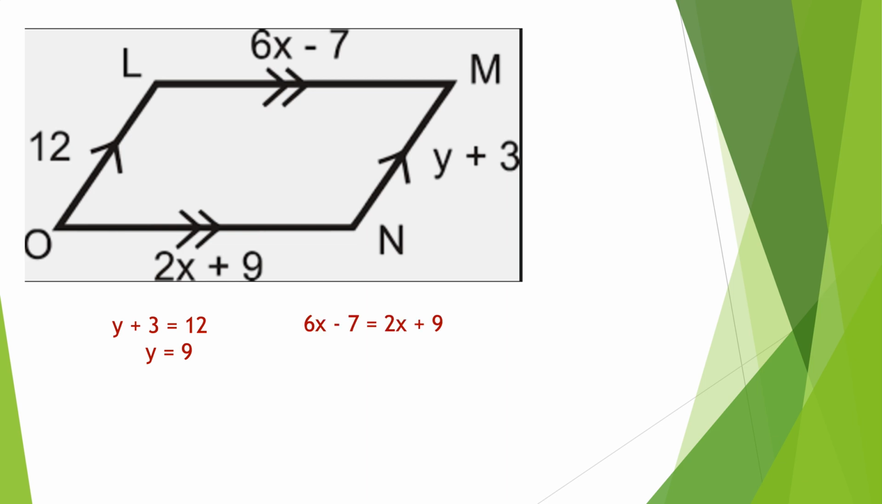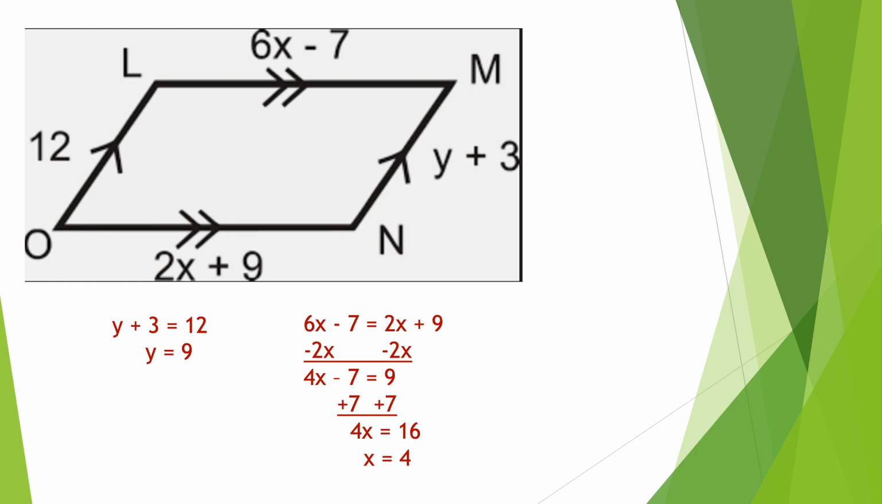Okay, so 6x minus 7 will equal 2x plus 9. Subtracting 2x from both sides, and I get 4x minus 7 is 9. Just remember, I always like to start these opposite side problems by eliminating the smallest variable. Now add 7 to both sides. 4x is 16. Dividing by 4, x is 4.